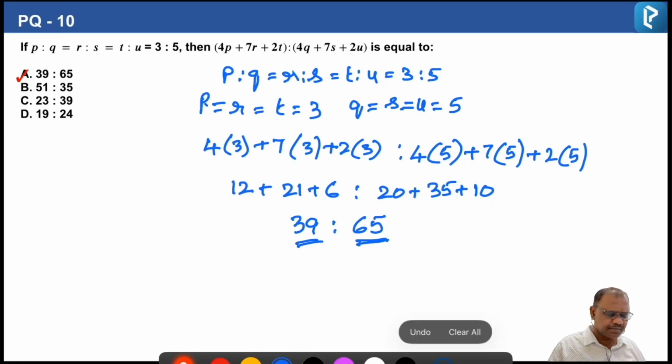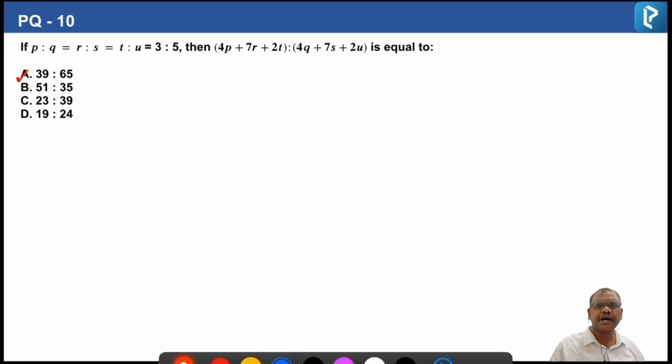So these are all the problems based on combining the ratios and the ratios using the expressions and variables. We'll solve some more questions in the next session.